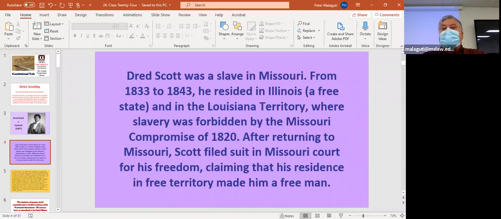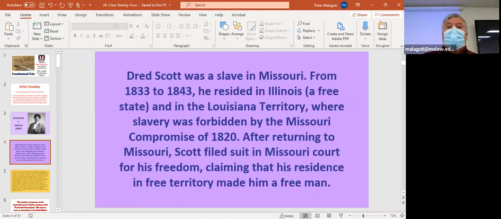He also lived in the Louisiana Territory. You guys are probably thinking that the Louisiana Territory is a slave state area. And indeed, Louisiana has always been a slave state area. What you don't know is that when Thomas Jefferson purchased the Louisiana Territory, it extended way up into the north, up to the Great Lakes. So states that would become free states were in the Louisiana Territory at the time, okay? And there, slavery had been forbidden by the Missouri Compromise of 1820.